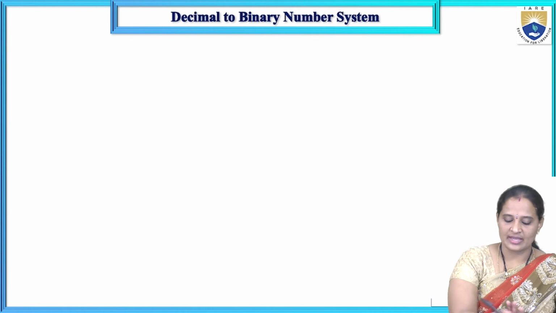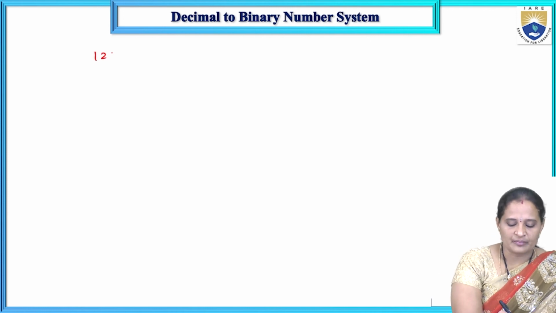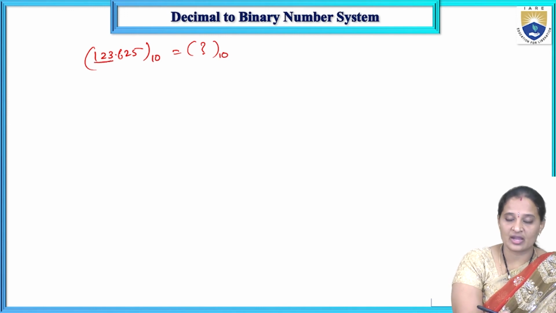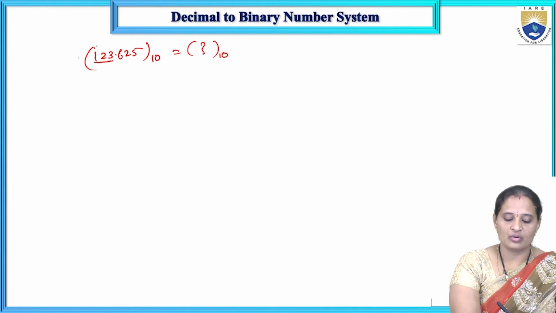Now coming to the next example, let us consider 123.625. This is my decimal number. I want to convert it into binary. As I told you, we have to do this separately for the integer and fractional parts.